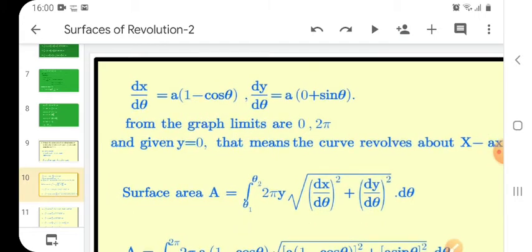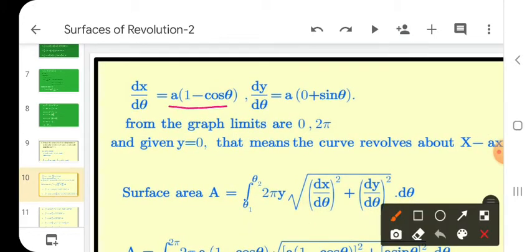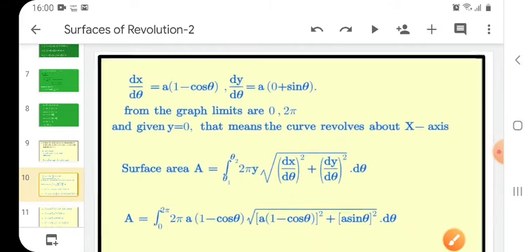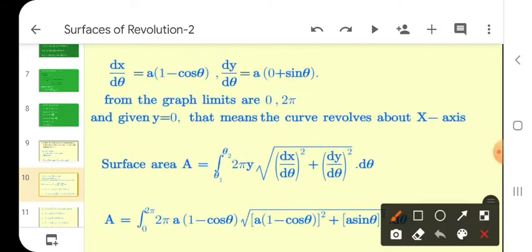Next one. This is dx by d theta value. This is dy by d theta value. From the graph, the limits are 0 to 2 pi. Now I write the formula of surface area.